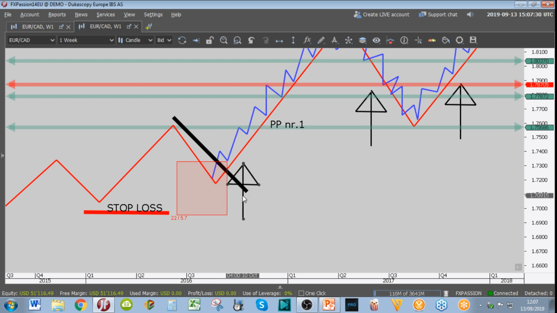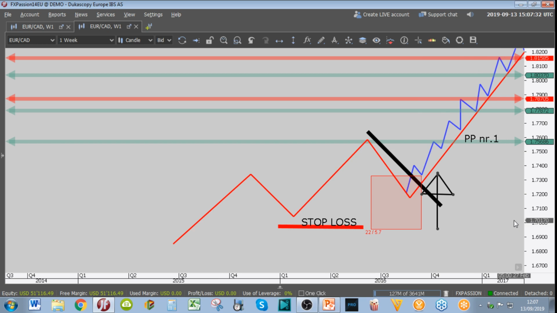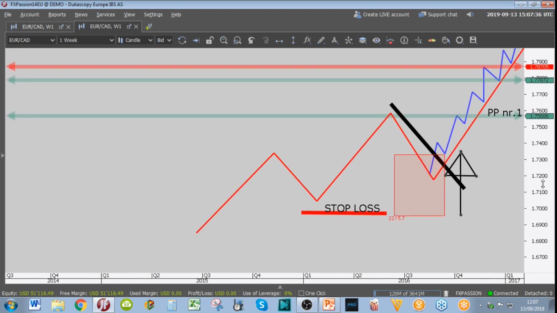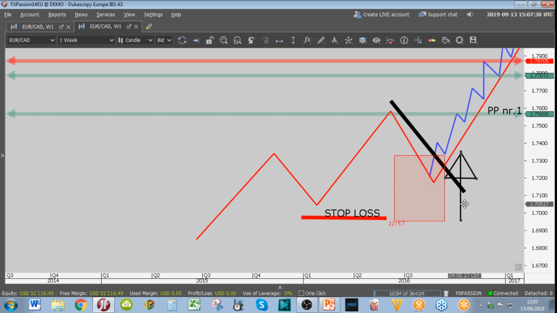We are here, and of course we don't know what is going to happen, right? But we have the pivot point number one. Now question for the beginner trader: between the pivot point and the market wave, who is stronger? What do you think?